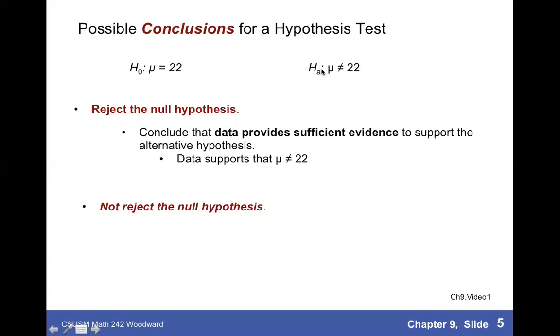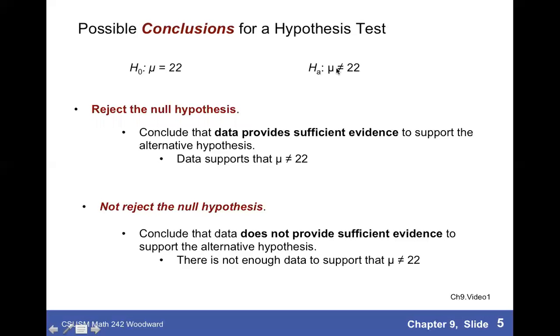If we did not reject the null hypothesis, then I still make a conclusion about this. I don't say that H naught is true. I make a conclusion about this. I say that there's not enough evidence to support HA, mu is 22. So those are the conclusions that you can make.